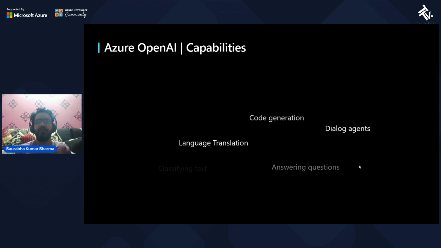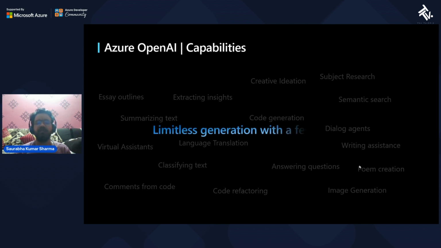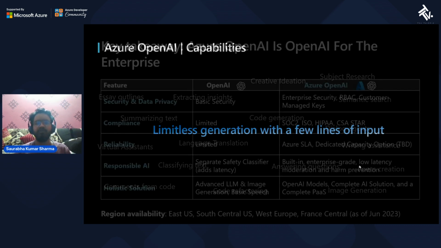So what it can do: lots of code generation, dialogue, agents, semantic analysis, extraction, language translation, poem creation, image generation, code precision, lots of things we can do. It's basically limitless. So if you are facing any issue, you can directly go to OpenAI and it will give you some sort of functionality.